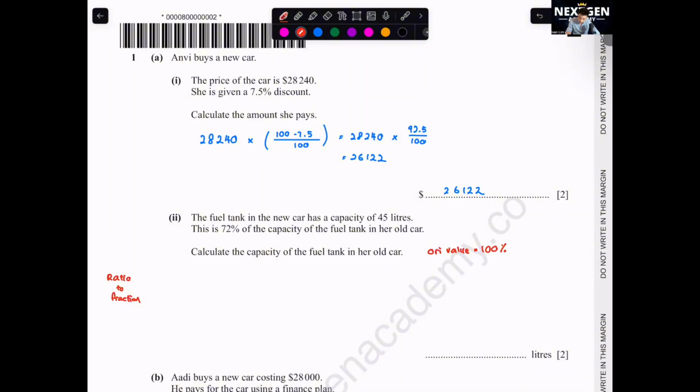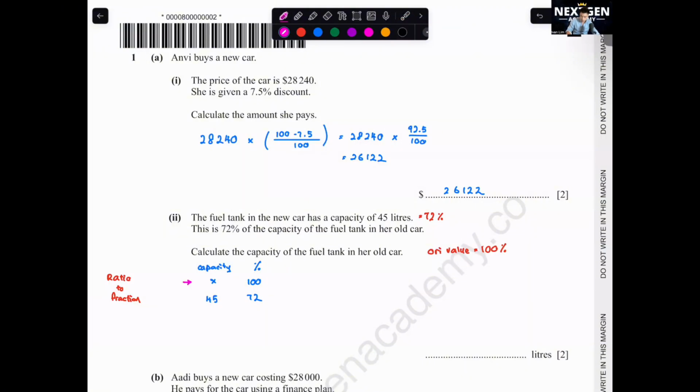What do they say here? The fuel tank in the new car has a capacity of 45 liters. This is 72%. So this is equal to 72%. What do we want to find? We want to find the capacity for the 100%. How do we write this down? You can write capacity, and then this is your percent. You don't know what the 100% of it is, so we call this X. We know 45 liters is 72%. That means X is to 100, 45 is to 72.